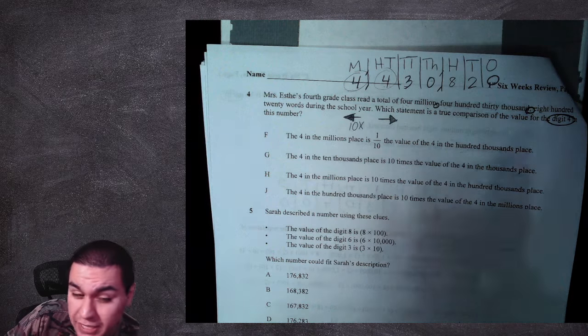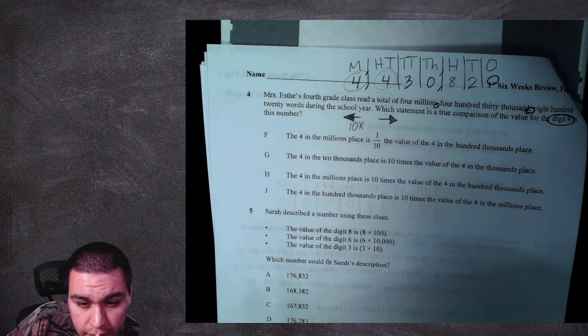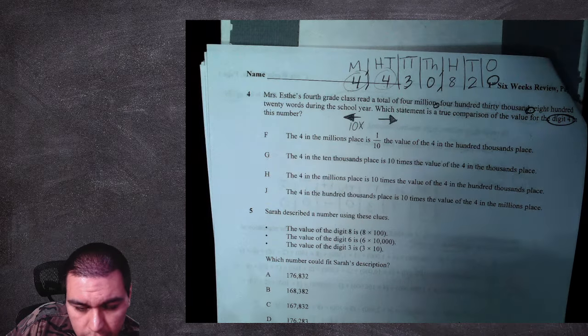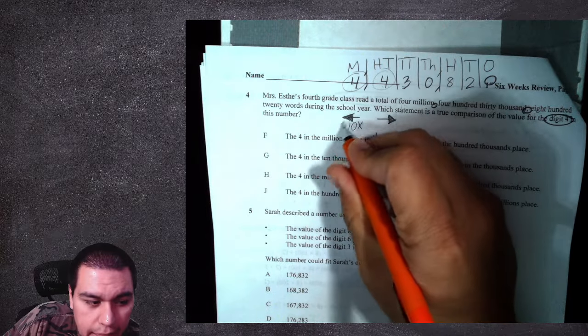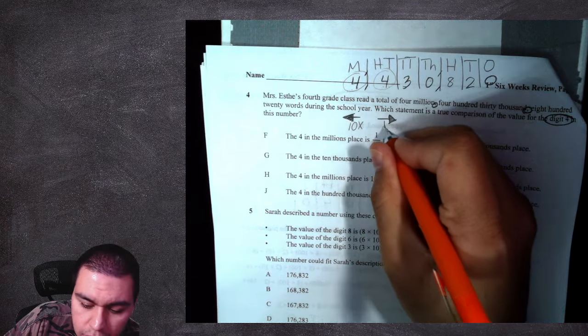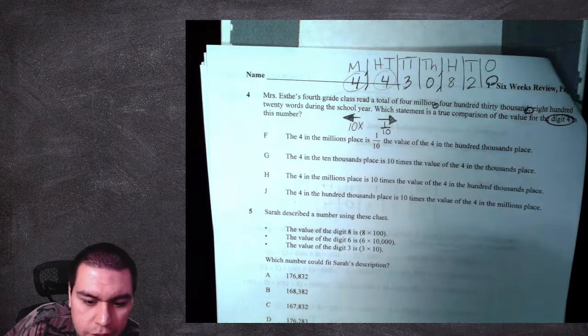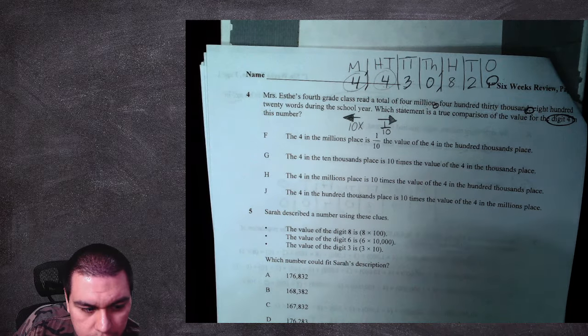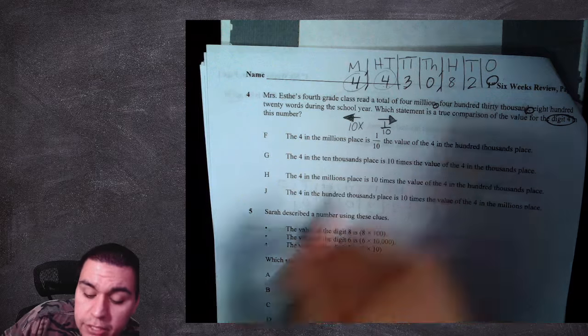Not 10 times, but 10 is involved. There is a 10 there. You're very close. Kylie, can you help her out? 10 times is if it's bigger. If it's smaller, it's 1/10, like a fraction. I'm glad you remembered the 10, though.